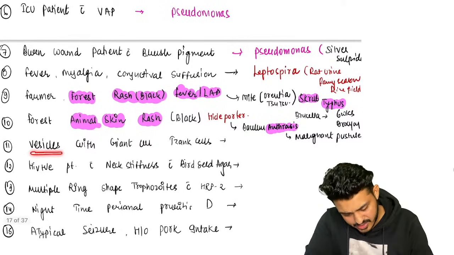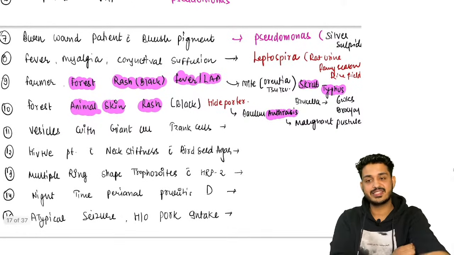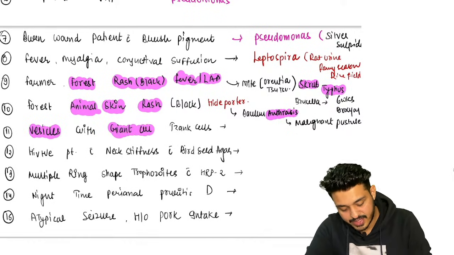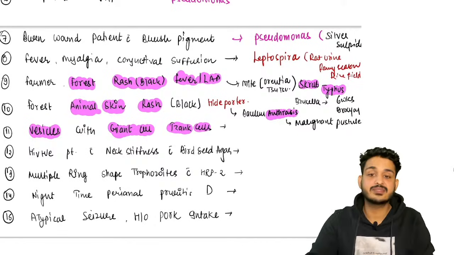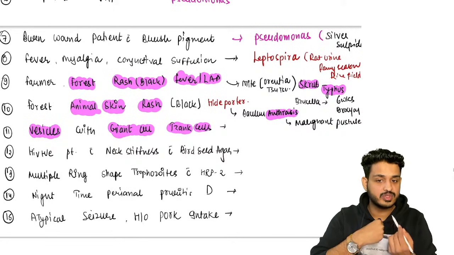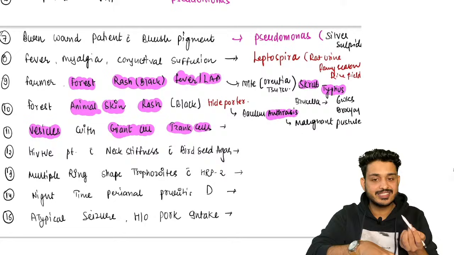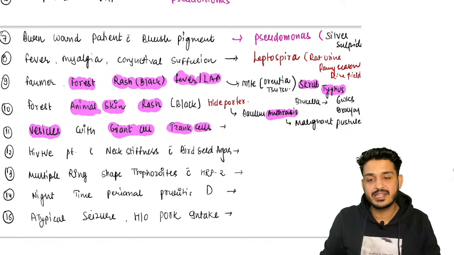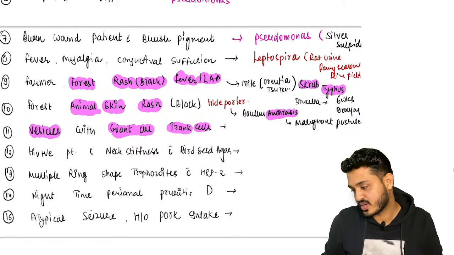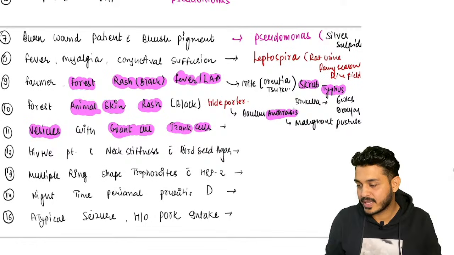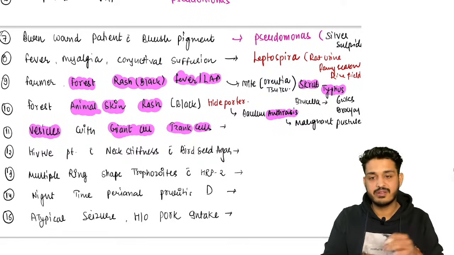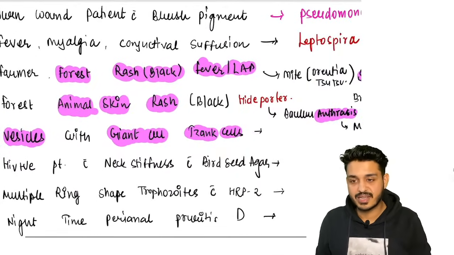Okay, next question. This is also your exam question. Vesicles with giant cells. These cells are known as Tzanck cells, and we can do a Tzanck smear. What is a Tzanck smear? Suppose any lesion is there, I rupture the top of the lesion, take the sample from the base, put it on the slide, put some stain, and see it under the microscope. This is a normal bedside test we perform in dermatology. Any patient coming with a vesicle, we rupture it and see it under the microscope. This is known as a Tzanck cell, right?